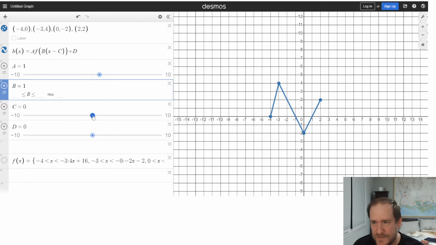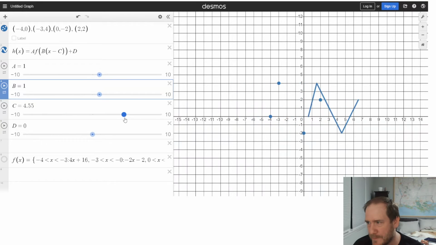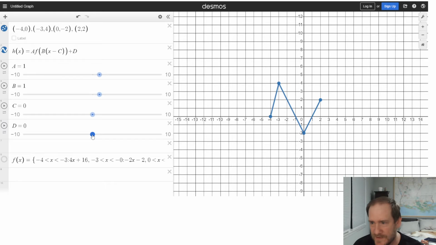C should just translate us left to right. Kind of boring. Slide the slider and slide the graph. And d just slides us up and down. So up I go, down I go. But that's it. I show you this because I think some of you might care. Anyway, what are we about to do?